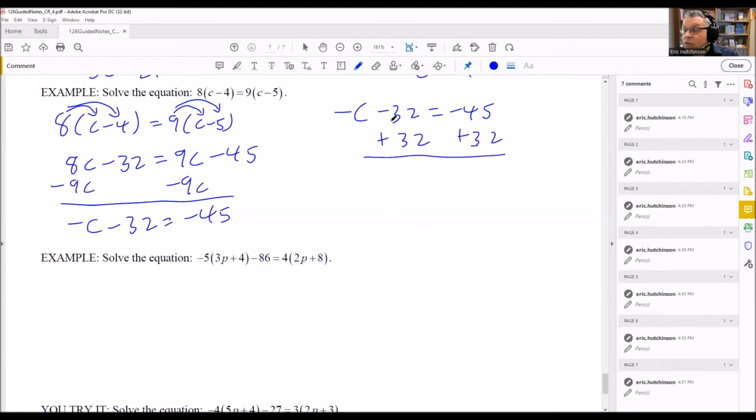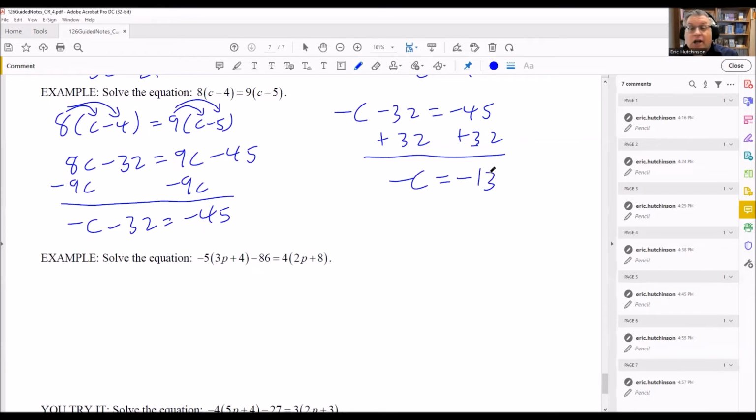That way, when I do that, negative 32, positive 32, those cancel. So I get negative c equals, all right, so now I want to do negative 45 plus 32. Okay, so be careful. What we're going to do is subtract this, and take the sign of the larger number that we have. So in this case, I would get 45 minus 32 would be 13, but it's going to be negative here because there's more negatives than there are positives there.